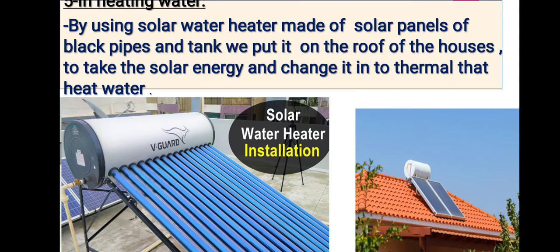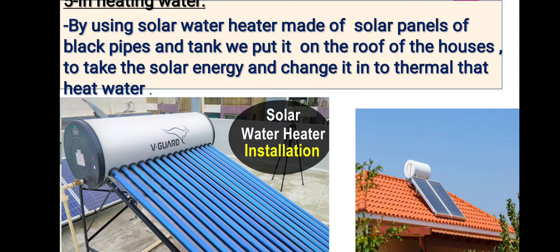The solar water heater is made of what? Made of solar panels and a tank. As we can see here, this tube is called the tank and this is called the solar panels. The solar panels contain black pipes or black tubes, as we can see here.